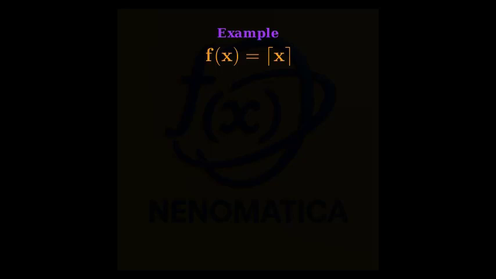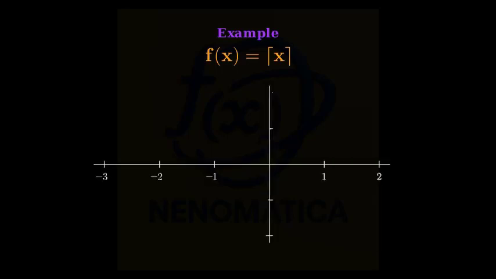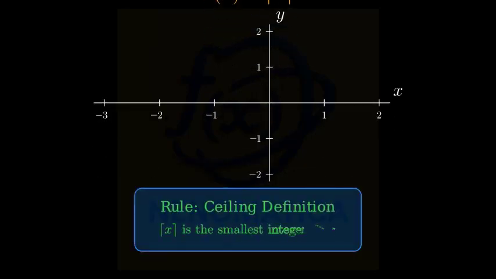Let's set up an xy coordinate plane and reserve space for our step graph. We'll label integers on the x-axis from -3 to 2 and y values from -2 to 2. Here's the key idea we'll use repeatedly. The ceiling of x is the smallest integer greater than or equal to x.